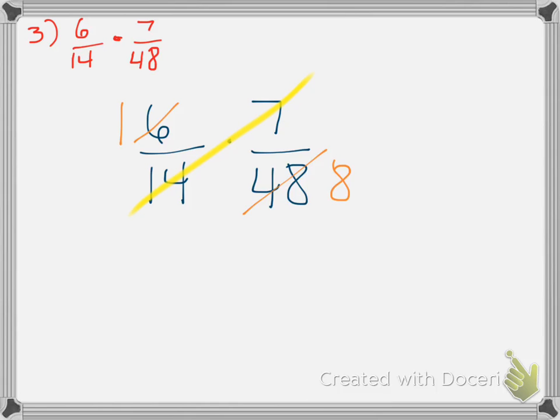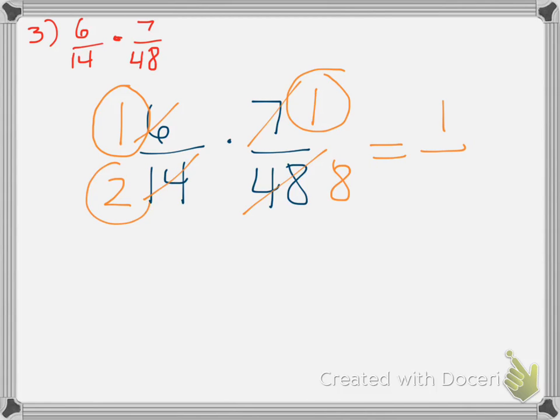You can also look that way. I know that 7 goes into both of them. 7 divided by 7 is 1, and down here 14 divided by 7 is 2. So now, on your numerators, you're multiplying 1 times 1, and your denominator is 2 times 8, and that is definitely lowest terms, so 1/16 is my final answer.